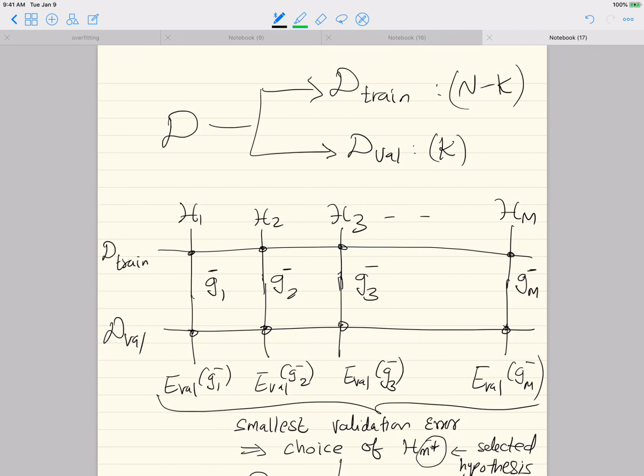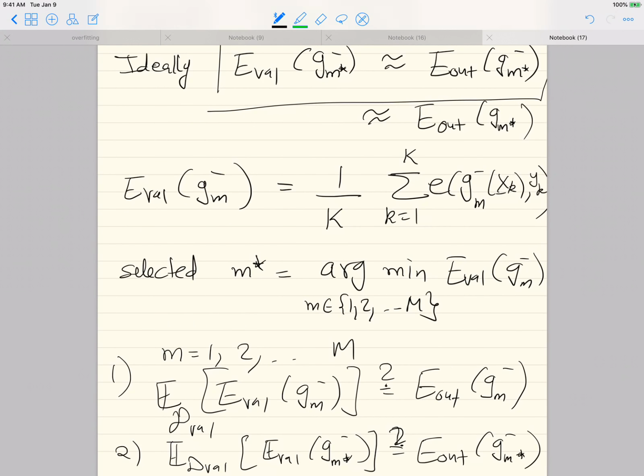And we're computing E_val of g1 minus. So surely this was a very good approximation to E_out, right? Because E_val of g1 minus is then the empirical estimate of E_out, and so the result we discussed before applies to it. Similarly, g2 minus was some fixed hypothesis, so the result we discussed before applies. So for all of them, this relation holds.